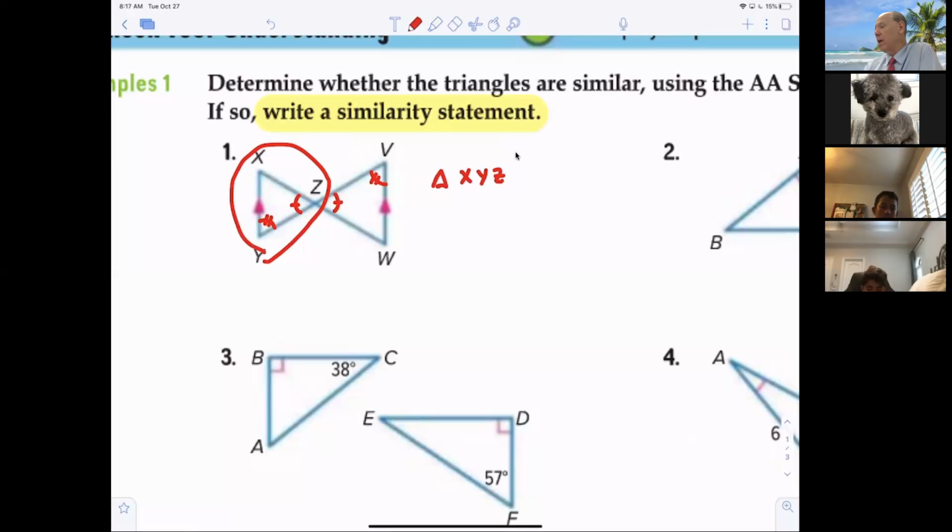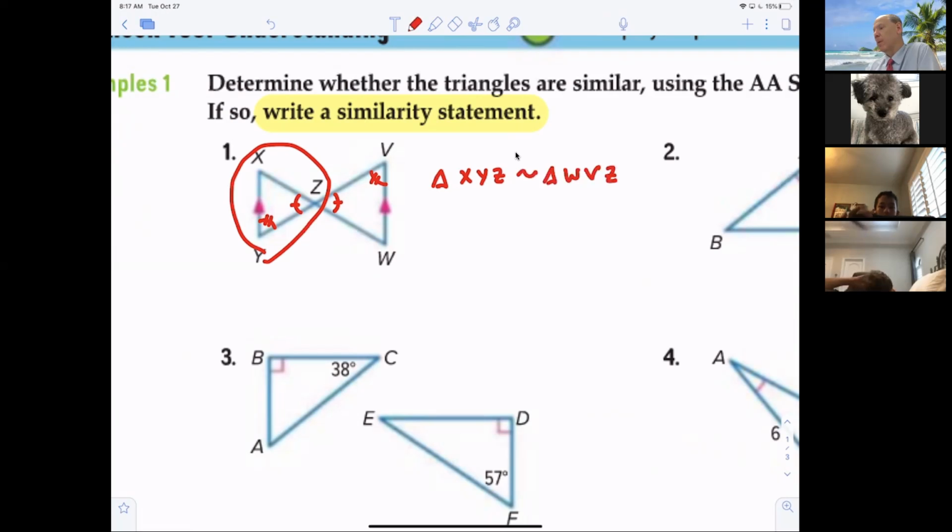So triangle XYZ is similar to triangle. Now, X corresponds to what? Most people just say V because it's on the top. But that is not true. X corresponds to what? W, and then Y corresponds to, and then Z corresponds to, yes. That's how simple. Come on, guys. It's really, really simple.